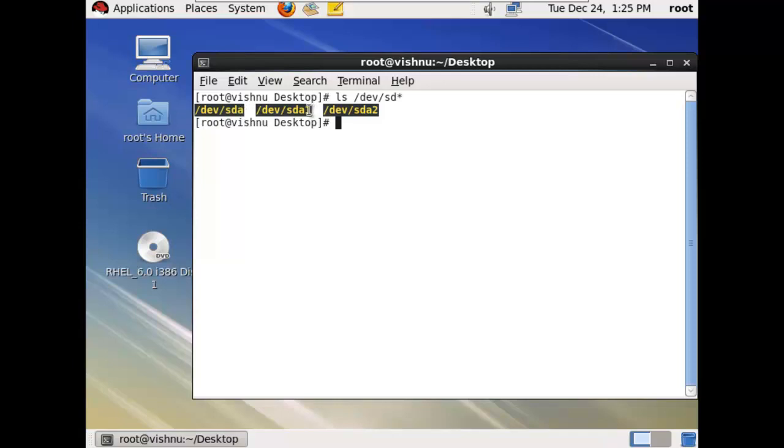Now you are seeing SDA1. SDA1 is your boot partition and SDA2 is your PV, or physical volume. This is the explanation of the data that you have seen here. Now we will see what the work of fdisk -l is.